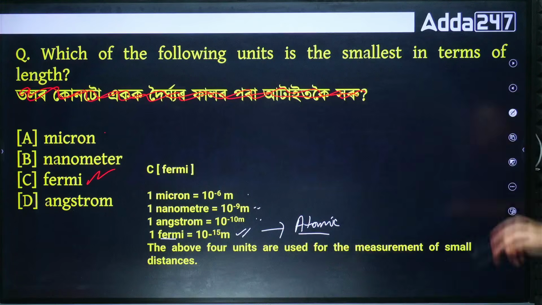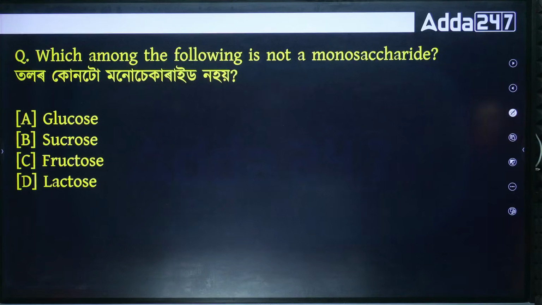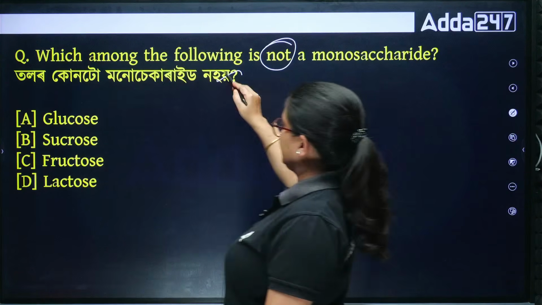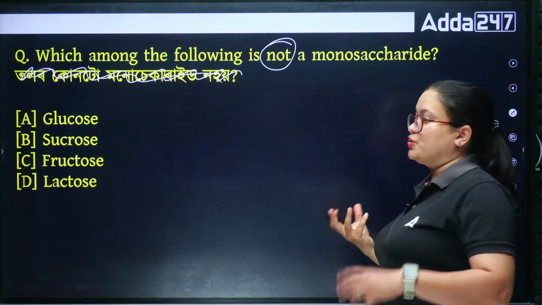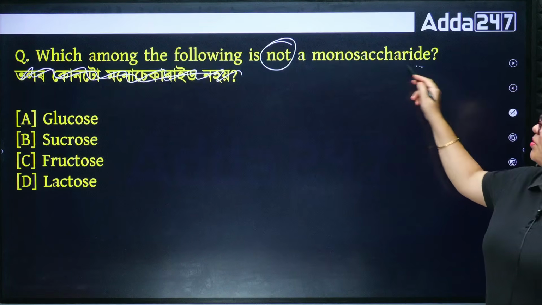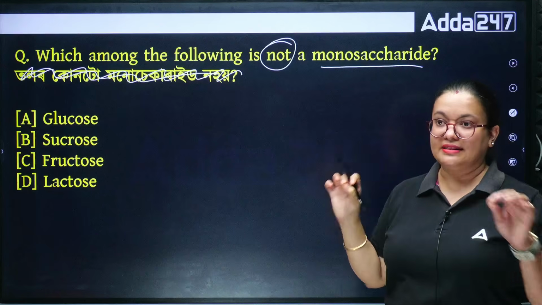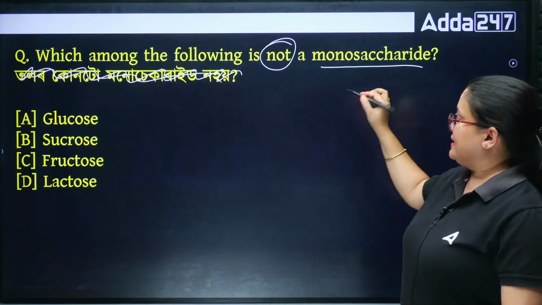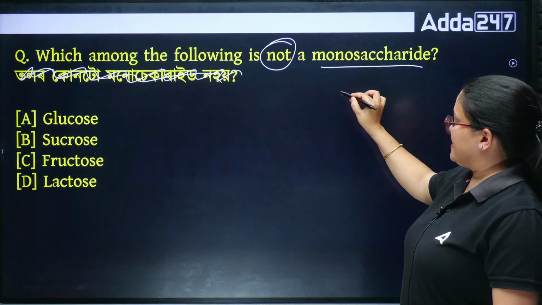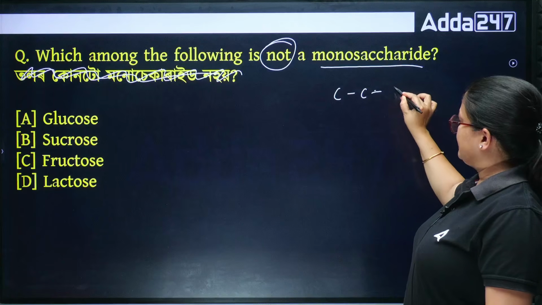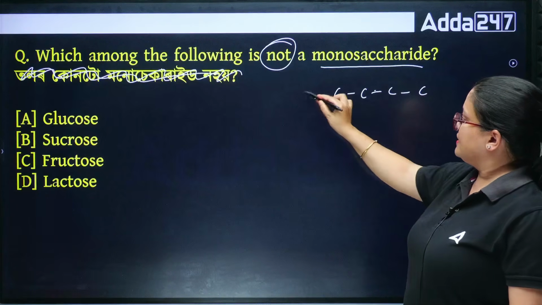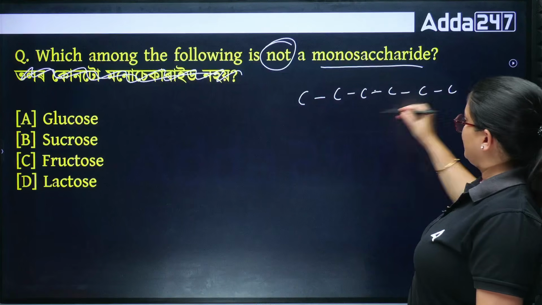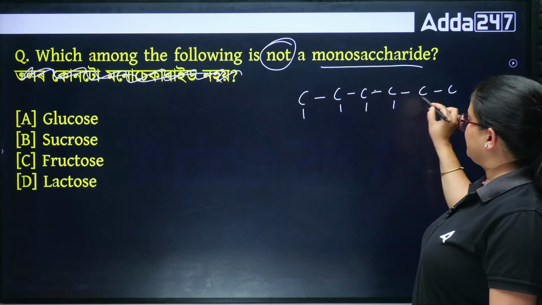Okay, next. Which among the following is not a monosaccharide? Among these, which is not a type of sugar? Whenever we talk about a monosaccharide, it consists of a single unit of sugar. An example is glucose. The structure of glucose looks like this. It is C6H12O6, right? So it is a single chain of glucose. Here the hydrogen units are present.